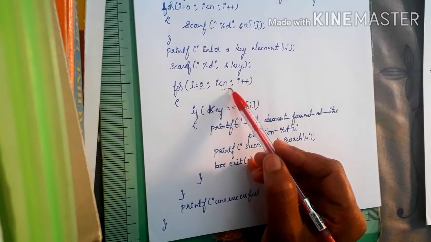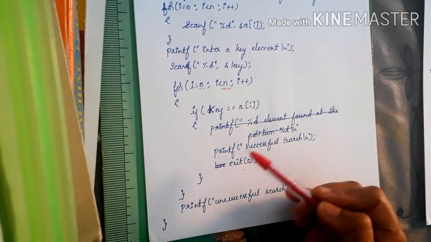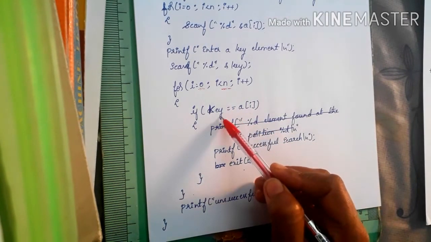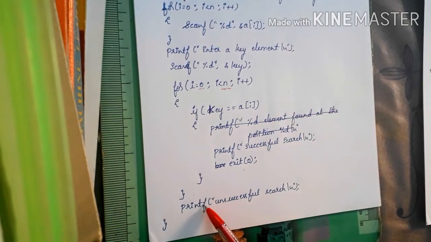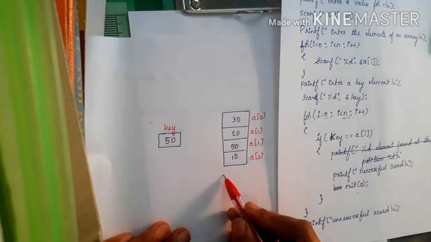So if this for loop condition becomes false, means what? The given key element is not found in the array. So in that case, we print the message unsuccessful search. Then end of main. Now we will trace this program.